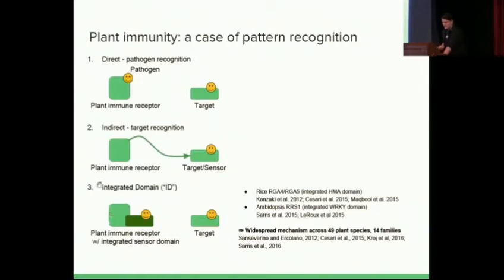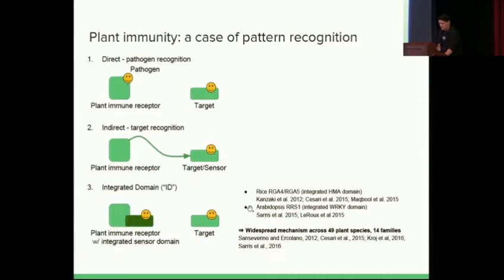And then there's this third mechanism, which is rather new and has been identified in rice and Arabidopsis. It's an integrated domain. Basically, we have co-evolving immune receptors which have an integrated sensor domain, which can then recognize the presence of the pathogen more efficiently, and they do not fail to recognize it, for example, if the target has evolved further and has a mutation.